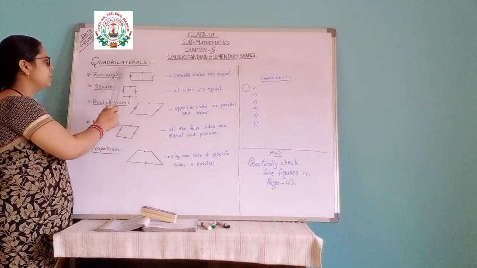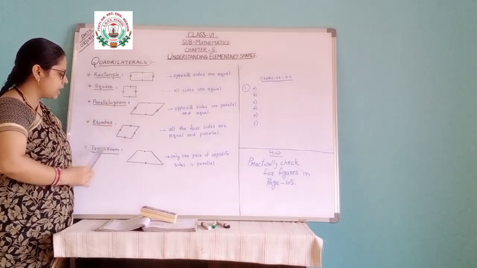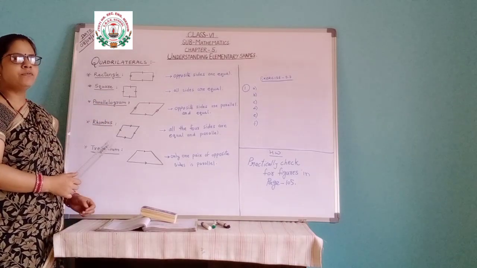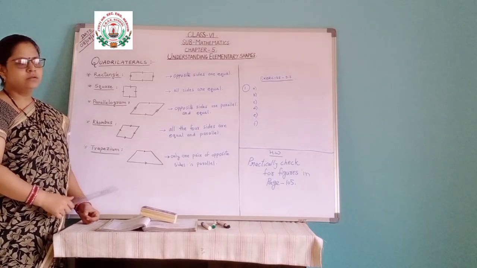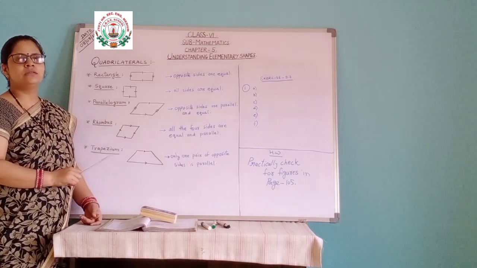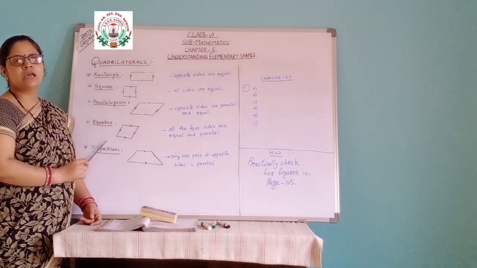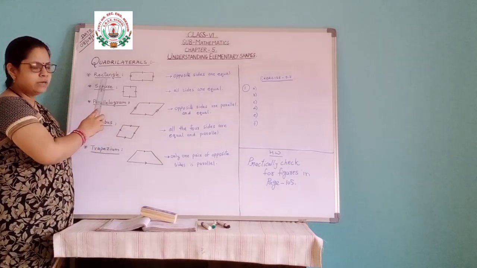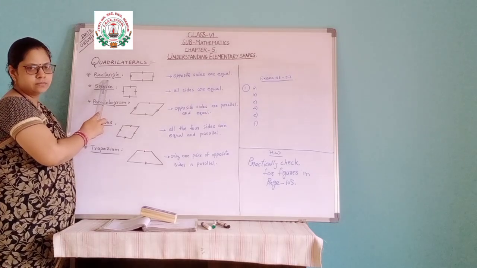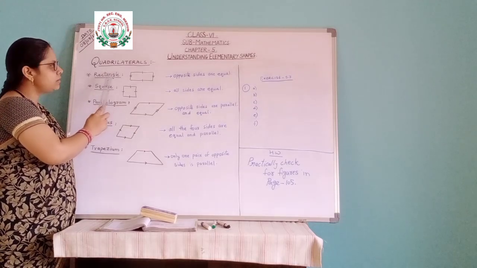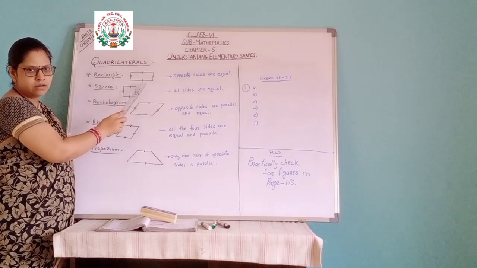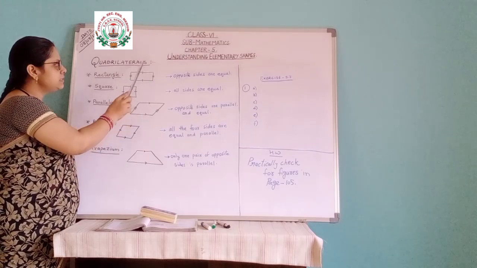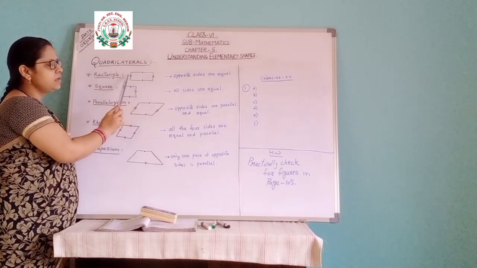Now here the special types of quadrilaterals are named. They have some particular conditions. If they fulfill that condition, then only these names can be given. For example, the first special quadrilateral is the rectangle. This figure is called a rectangle. Now what is the condition for a rectangle? The condition for a rectangle is this: opposite sides are equal.